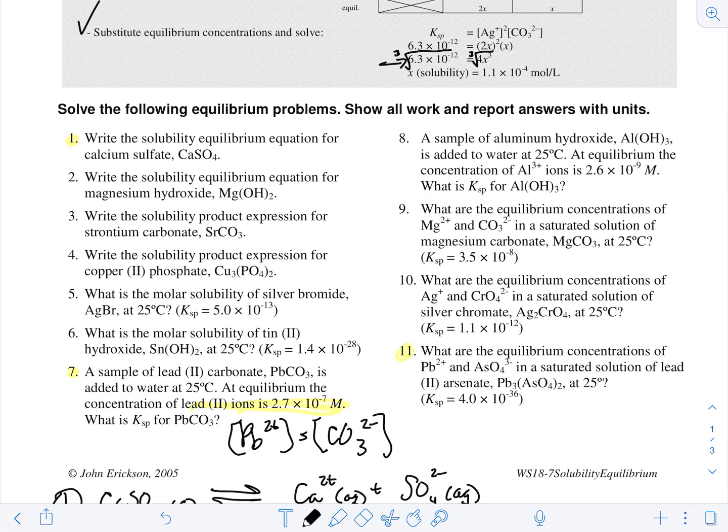Okay, so what I would like you to do is go back and do 2 through 6, and then 8, 9, and 10, and then I will share the answer key with you.